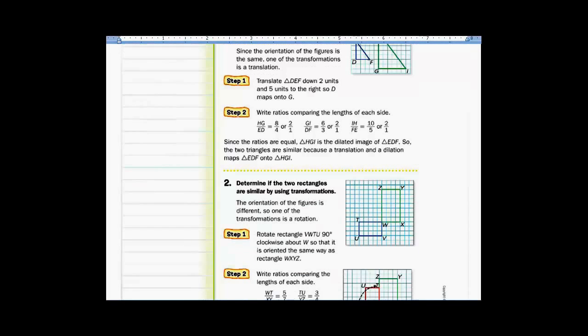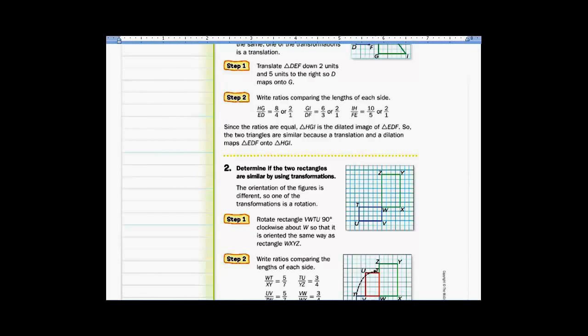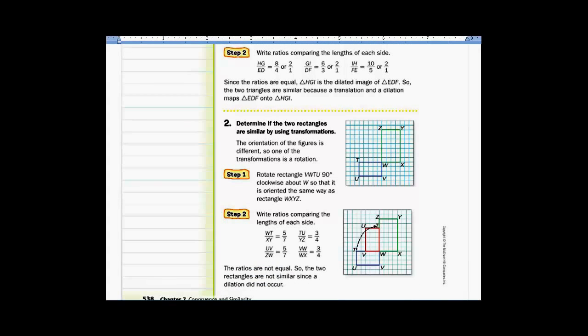Okay, example 2. Determine if the two rectangles are similar by using transformations. Now, here's what they have you doing. They have you taking this blue rectangle and rotating it around, just taking it and basically standing it up. You can do that if you're not good at looking at something and saying, okay, this corresponds to this, this corresponds to this. That is a perfectly legitimate way of doing it. I feel, for myself anyway, that that's really kind of unnecessary.